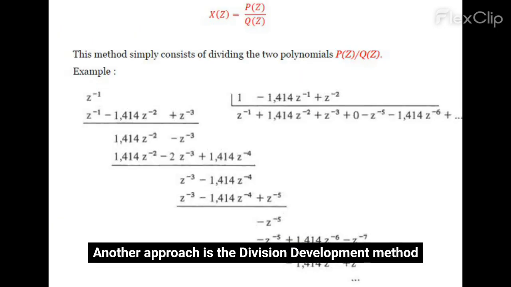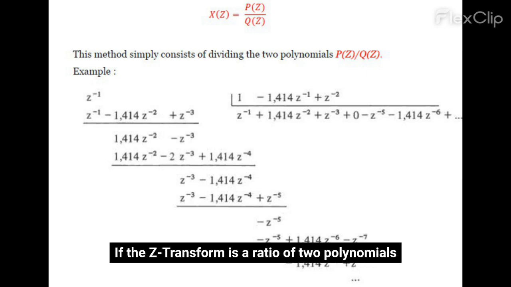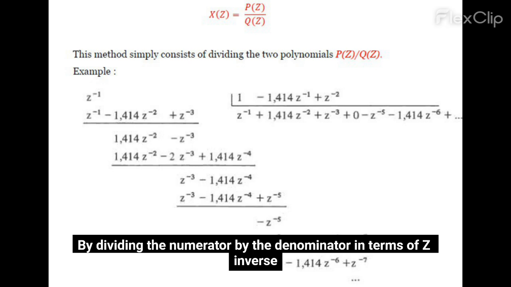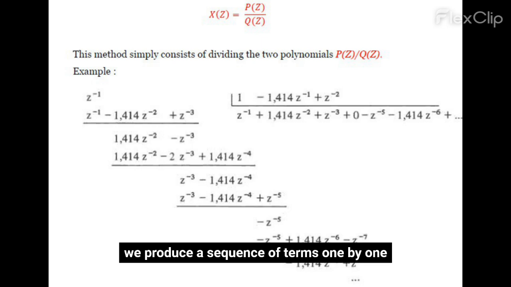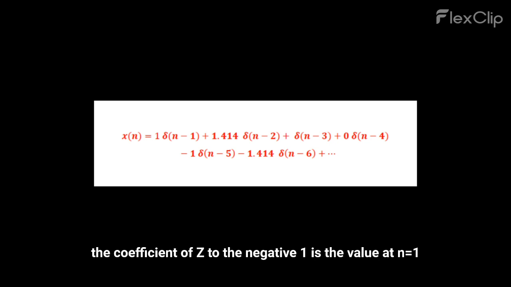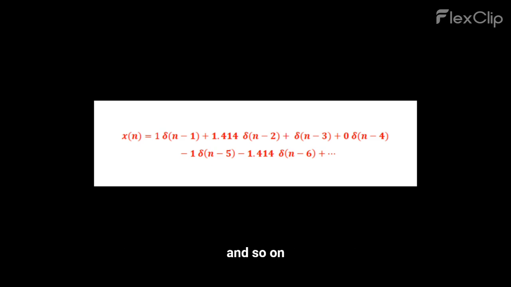Another approach is the division development method. If the z-transform is a ratio of two polynomials, we can simply perform long division. By dividing the numerator by the denominator in terms of z inverse, we produce a sequence of terms one by one. The resulting quotient from that long division gives us the values of our signal at each time step. For example, the coefficient of z to the negative 1 is the value at n equals 1. The coefficient of z to the negative 2 is the value at n equals 2, and so on.